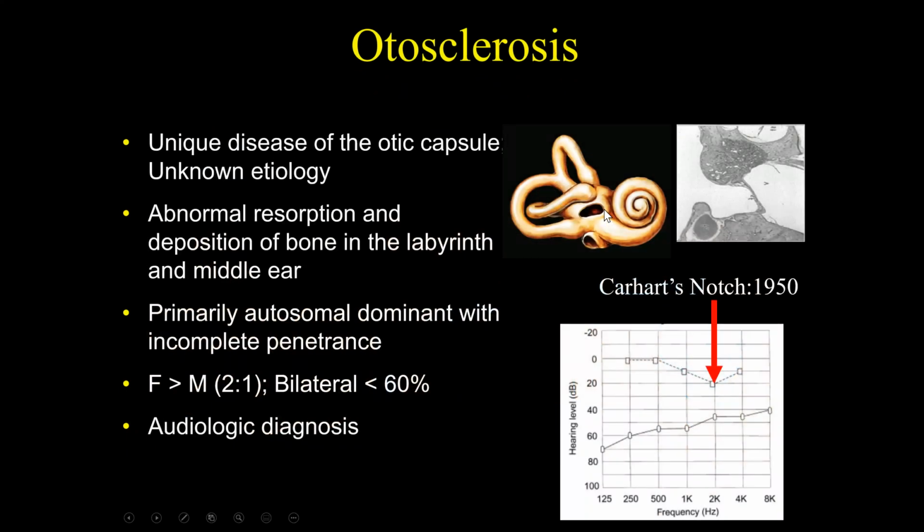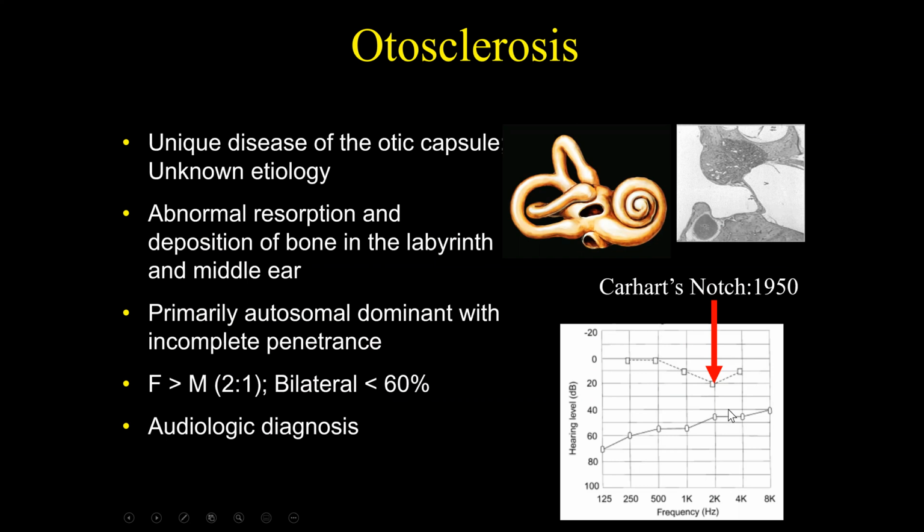So when we look at conductive hearing loss, what we're looking for is some type of abnormality at the oval window that prevents the normal motion of the stapes foot plate and the oval window. And the classic disease that causes this is otosclerosis. So otosclerosis is a unique disease of the otic capsule of unknown etiology. It's characterized by abnormal resorption and deposition of bone in the labyrinth in the middle ear. It's primarily autosomal dominant with incomplete penetrance. It's a little bit more common in females than in males, and it's bilateral.